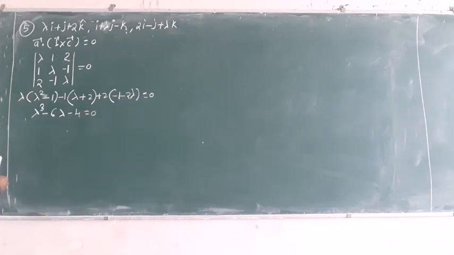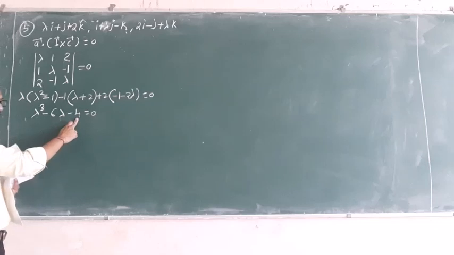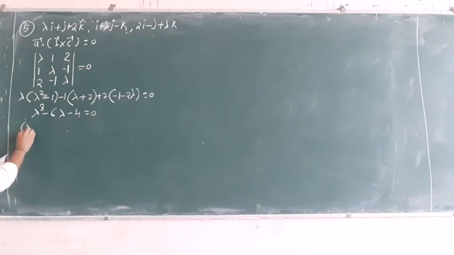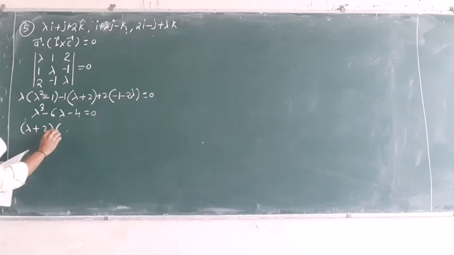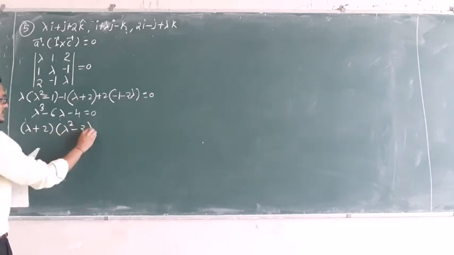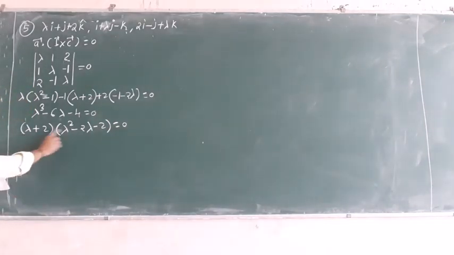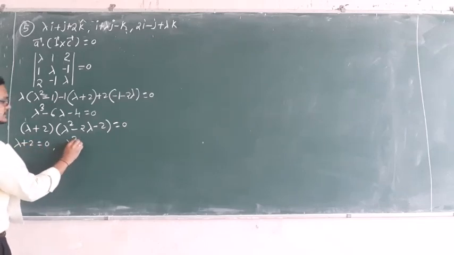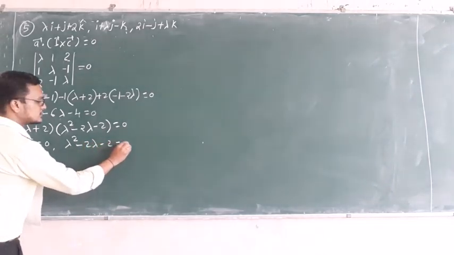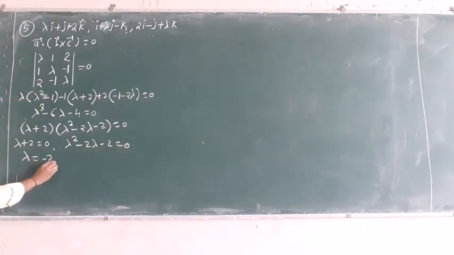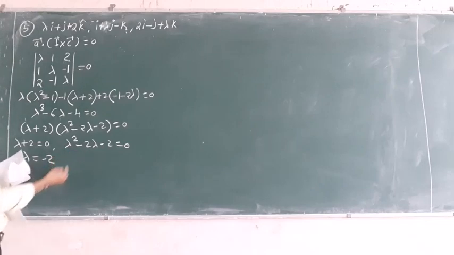Then how can we do this? Lambda cube minus 6 lambda minus 4 can be written as lambda plus 2 into lambda square minus 2 lambda minus 2 is equal to 0. If you multiply this again, you get the previous equation. So therefore lambda plus 2 is equal to 0, or lambda square minus 2 lambda minus 2 is equal to 0. So here lambda is equal to minus 2. And this is the quadratic equation.